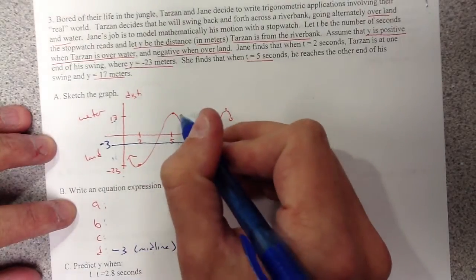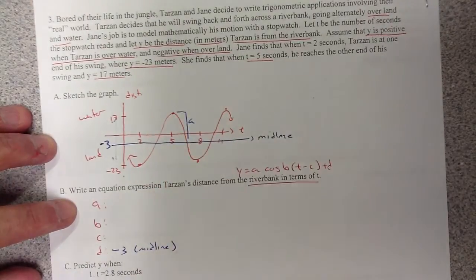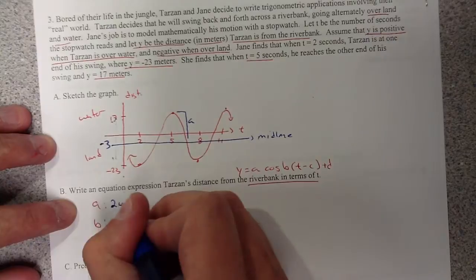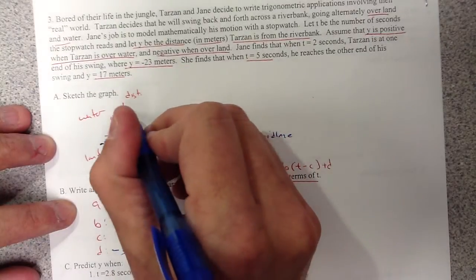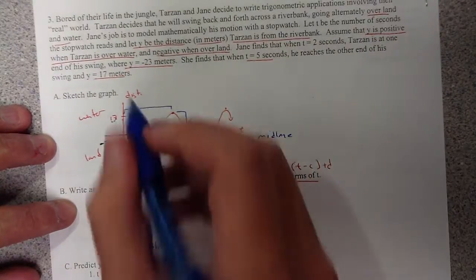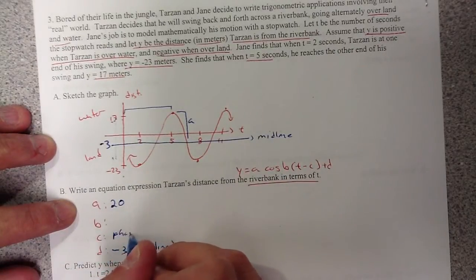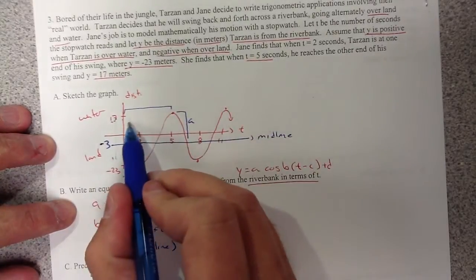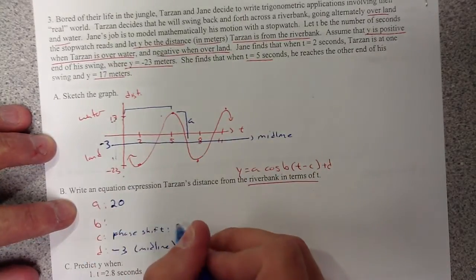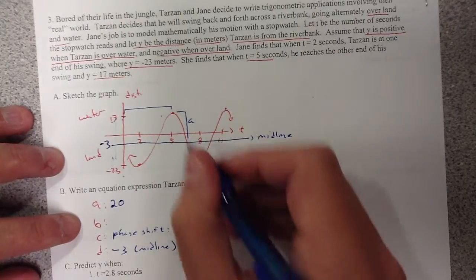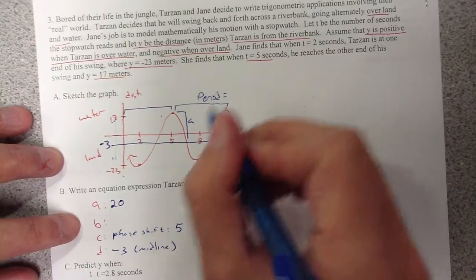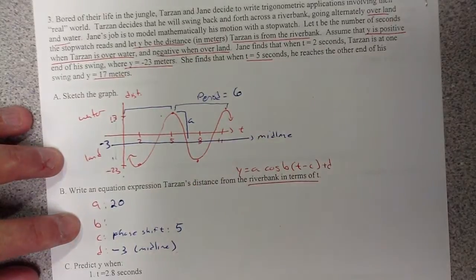And it also is going to give us A, because A is the distance from the peak to the midline. And the A is, well, 17 to go down, plus another 3. A is 20. C, I'm sorry, the phase shift. This is our phase shift, right? Remember, C is the distance from the y-axis to the peak for cosine, and that's just 5. And now we have to get our period. This is our period from peak to peak, okay? And the period here is 6 seconds.